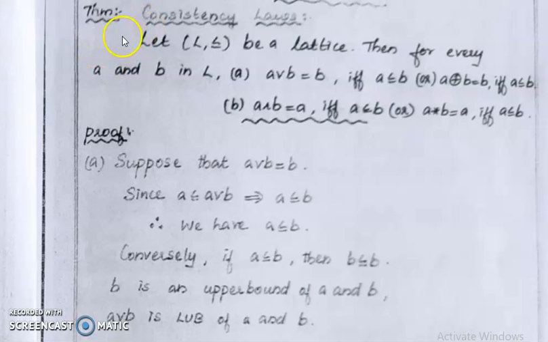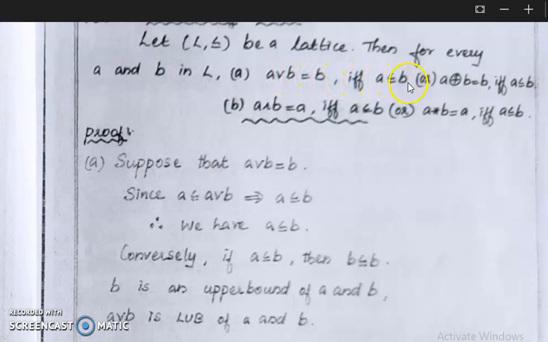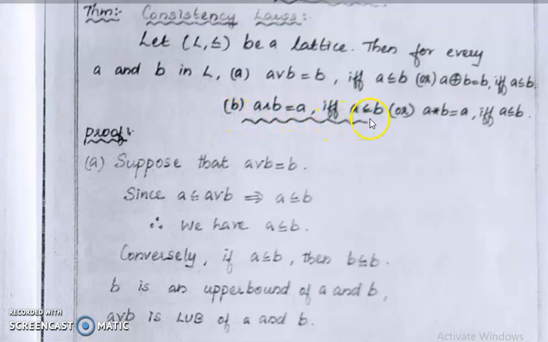Let us continue with some theorems. Theorem, this is called the consistency laws. Let (L, ≤) be a lattice. Then for every a and b in L, subdivision (i) a ∨ b = b if and only if a ≤ b. Then subdivision (ii) a ∧ b = a if and only if a ≤ b.